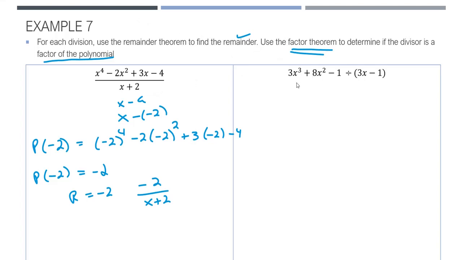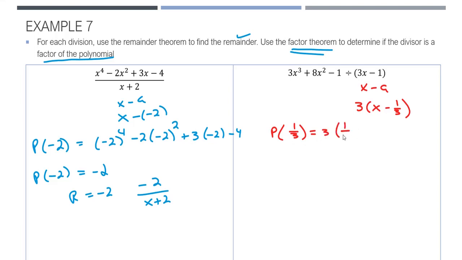So we have 3x cubed plus 8x squared minus 1, all divided by 3x minus 1. Now this divisor also has the same problem. This again is not in the form x minus a. So let's make it into that form though. We can factor out a 3, and it'll become x minus 1/3. Okay, there we go. There's our x minus a. So this 1/3 is what we're going to actually substitute into our original polynomial.